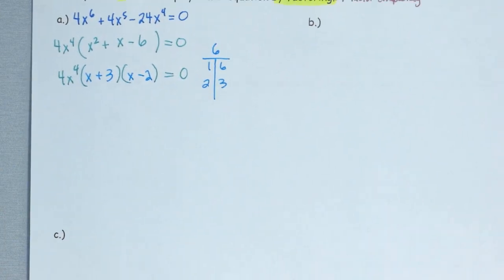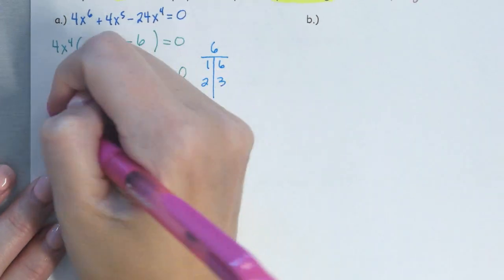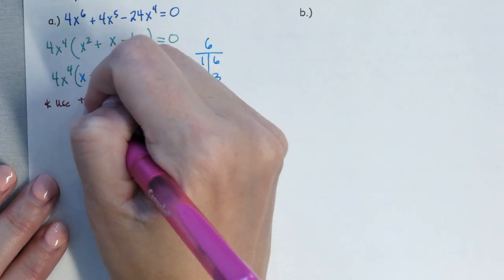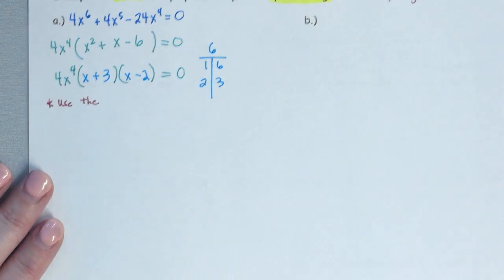Okay, now for the next step, this is the step that some of you like to skip, but we're not going to skip. We have to use a special property to solve. Do you guys remember what it's called? There's a special property that we use to solve this.